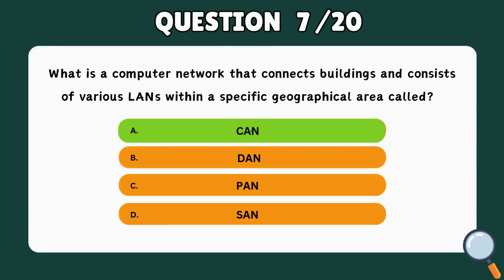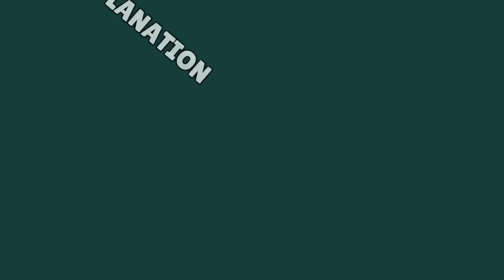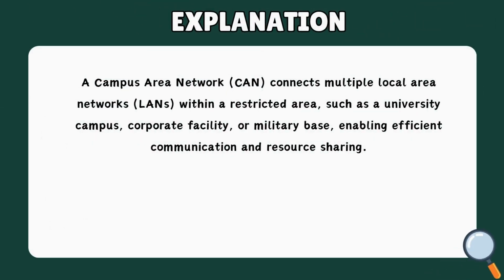Correct answer: A. CAN. A campus area network, CAN, connects multiple local area networks, LANs, within a restricted area, such as a university campus, corporate facility, or military base, enabling efficient communication and resource sharing.